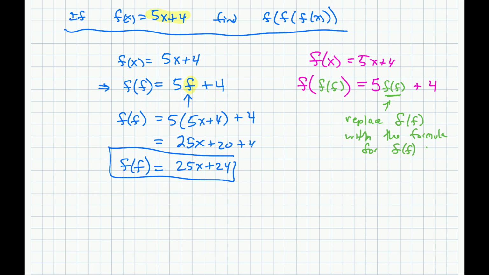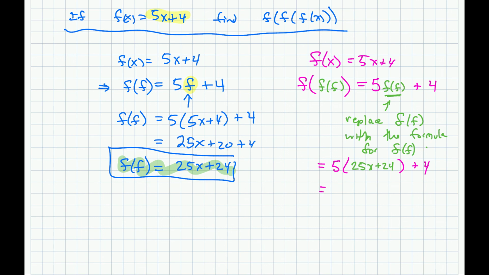What's the formula for f of f? Well, it's right here, right? That's what we just calculated. So you would rewrite this: 5 f of f plus 4, 5 parentheses for the f of f, and then plus 4. And you put the f of f, which I was writing in green, right there. So you would have the 25x plus 24 right there. And this is what you would get.